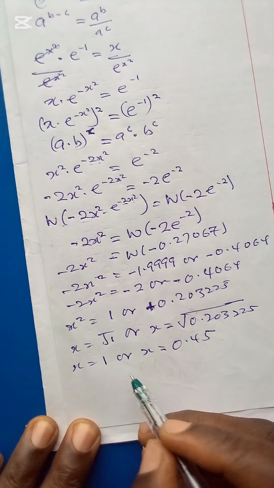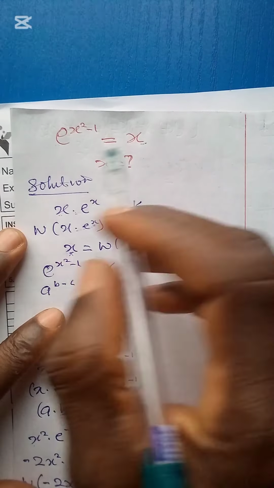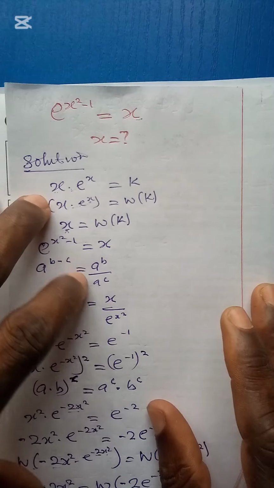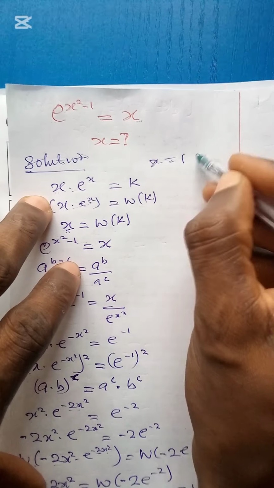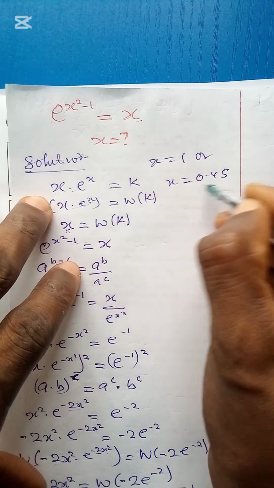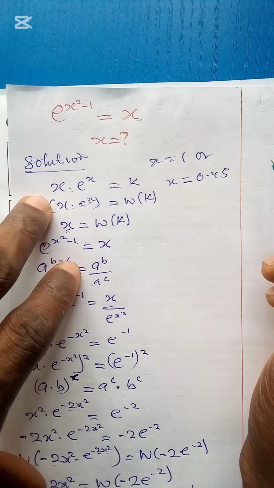When we substitute 1 into the original equation where we have x, we are going to get a balanced equation. So x equals 1 or x equals 0.45. If we also do the same thing here, we are going to get a balanced equation.